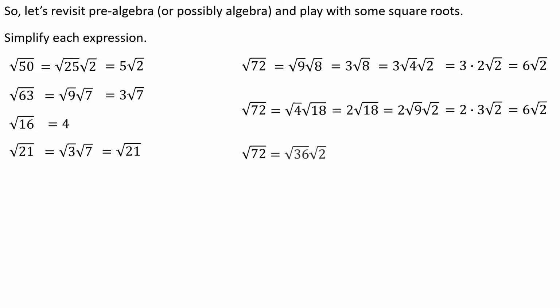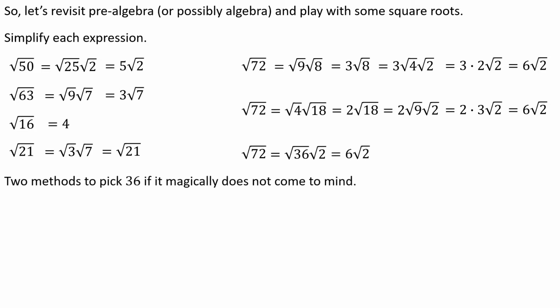Now, when the next student comes along and they say, hey, guys, 36 times 2, right? Think about it. 36 times 2 is 72. Square root of 36 is 6. I'm done.